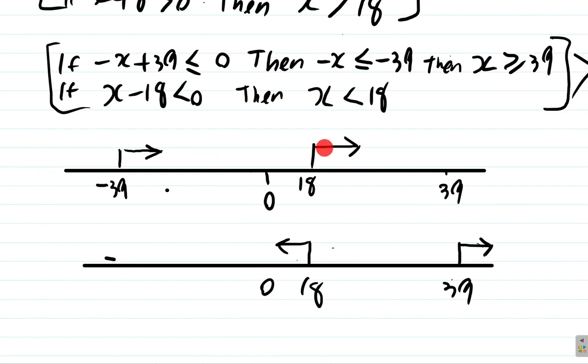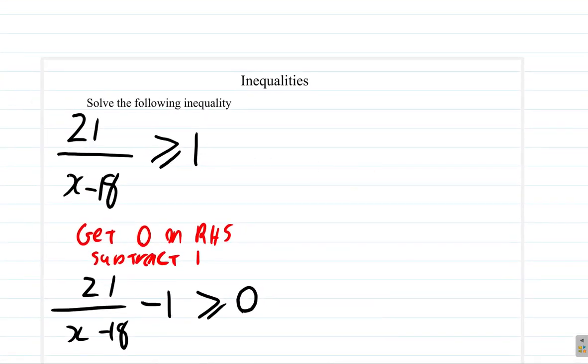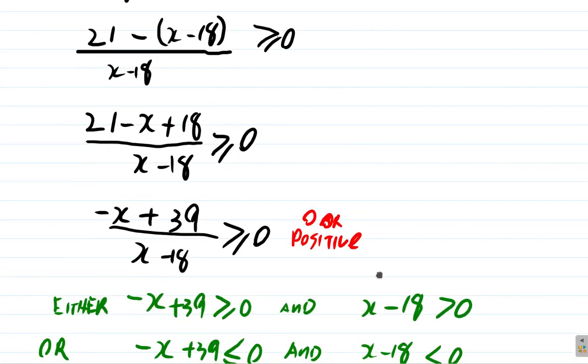The numbers must be greater than 18 and also greater than negative 39. So let us try 19. 19 should work. 19 for x, that should work. 21 over 19 minus 18 is greater than 1. So it's 21 divided by 19 minus 18, which is 1. 21 divided by 1 is actually greater than 1. So it works. So that works so far.